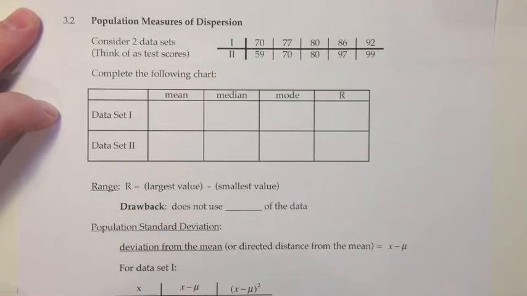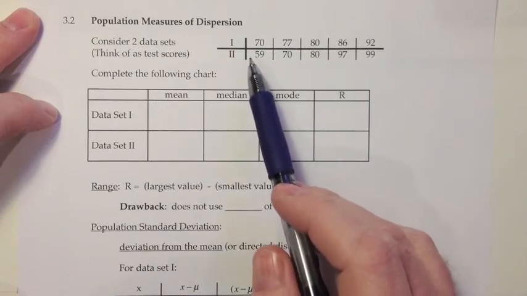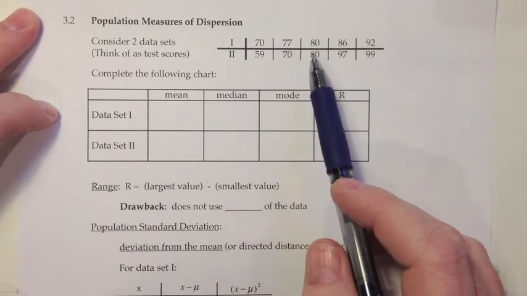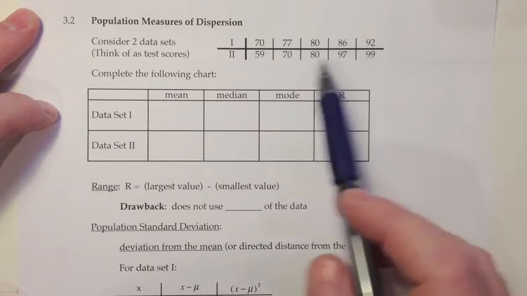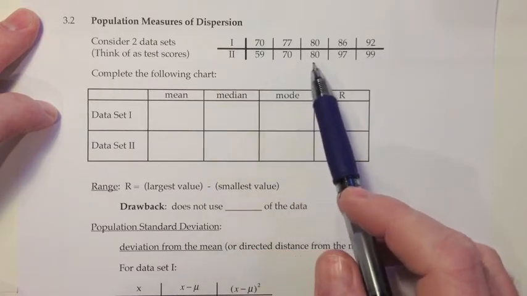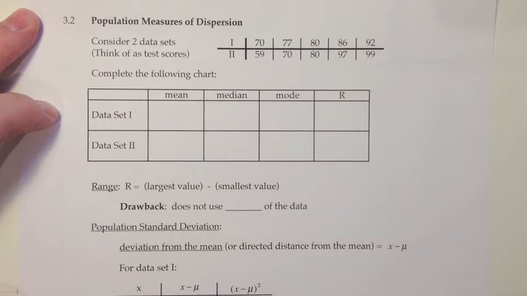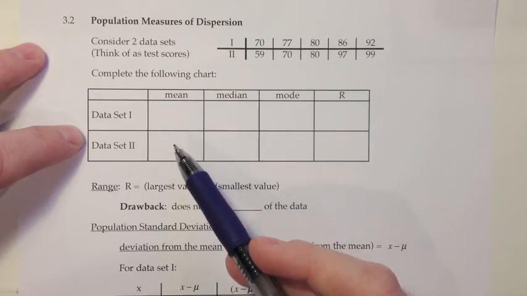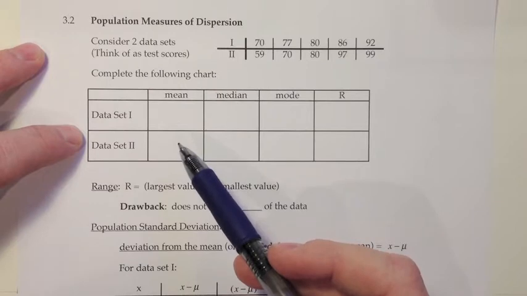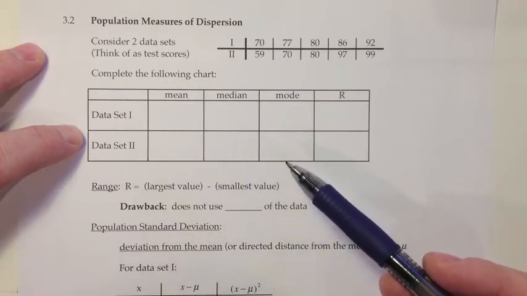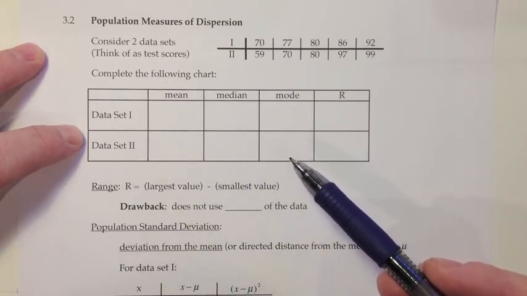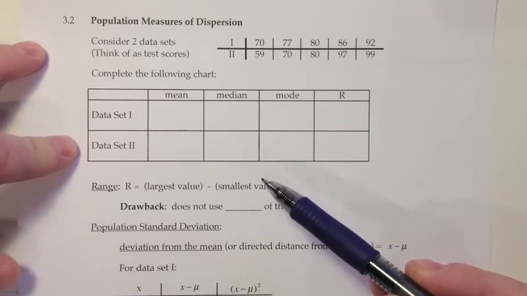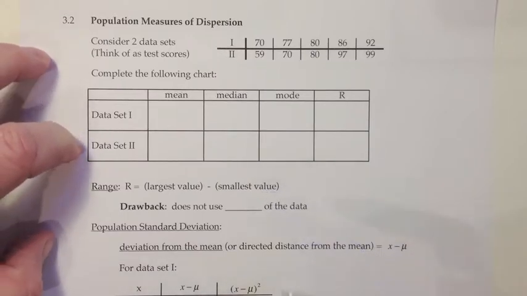So we're going to start off looking at two data sets. Data set 1 has the numbers 70, 77, 80, 86, and 92. And data set 2 is 59, 70, 80, 97, and 99. And just to give context to this, we're going to consider those to be test scores. So let's look at this chart where we're going to try and do our old measures of center, the mean, median, and mode. And I want to show you why that's kind of not enough for these two data sets. So we'll start off with the mean.